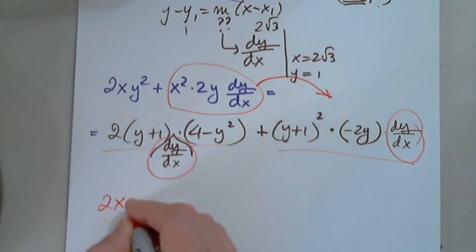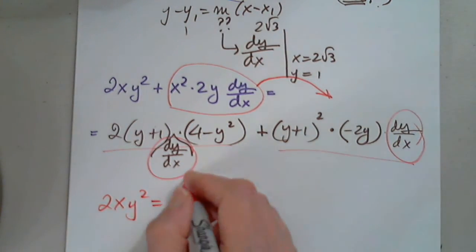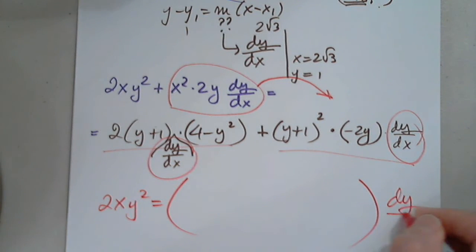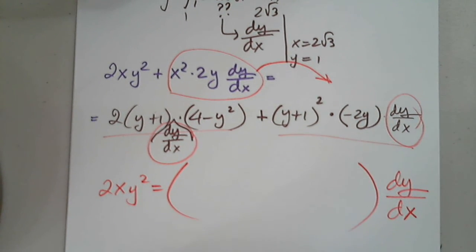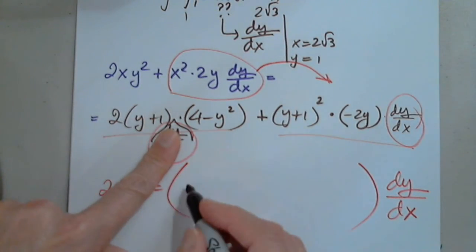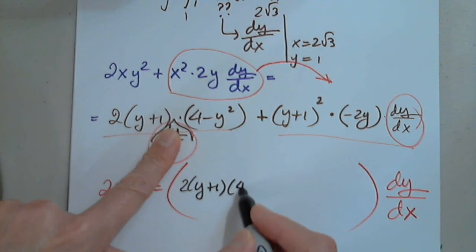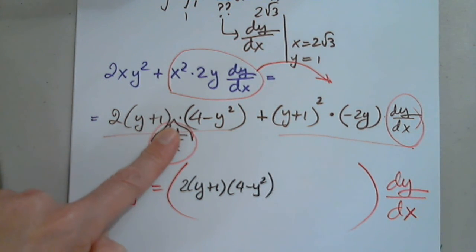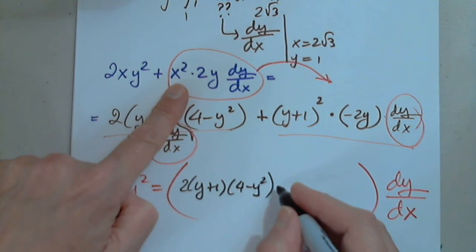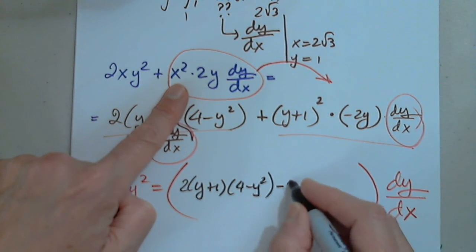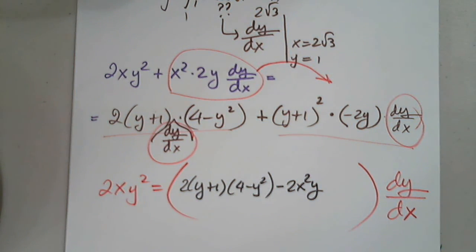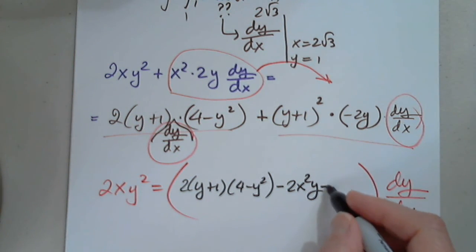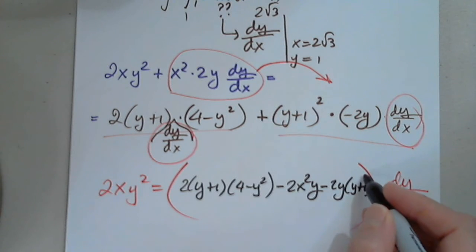So 2x y squared equals dy over dx. If I can avoid writing these over and over, I'll try it. Okay, so let's see what we have. If I pull this out, then I have 2(y plus 1)(4 minus y squared). This goes to the other side, it becomes negative 2x squared y. And now this is negative 2y and (y plus 1) squared.